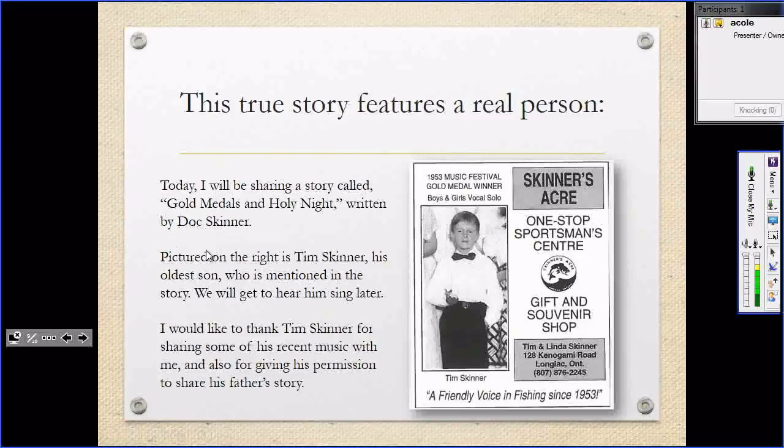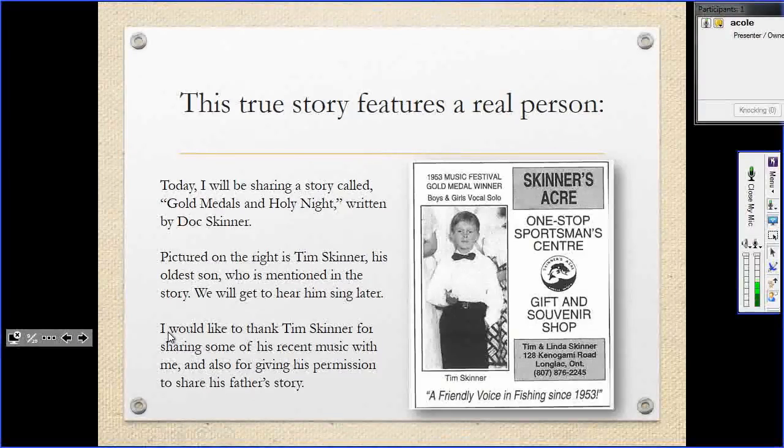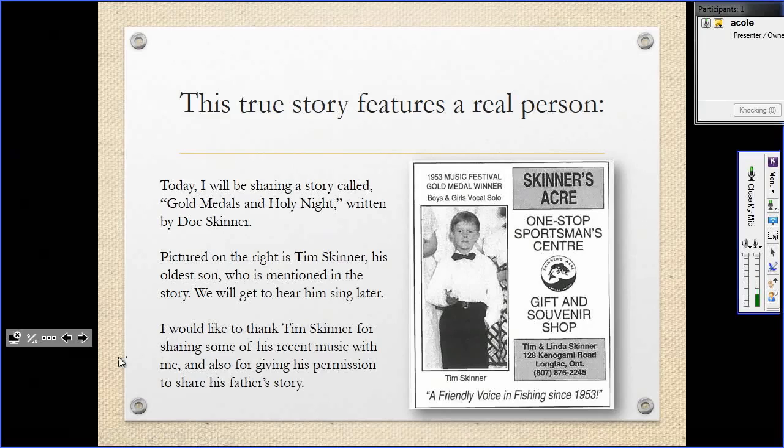Doc Skinner's oldest son, and Tim Skinner, the son, is mentioned in the story. And we will actually get to hear him sing later because he still sings today. So even back when he was young, he sang, and he still sings today. So I thought that would be fun. I'd like to thank Tim Skinner for sharing some of his recent music with me. I'll share one of the songs with you at the end, and also for giving his permission to share his father's story.